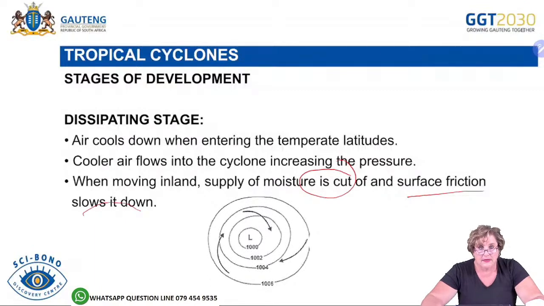So there is my dissipating stage. How do I know it? You can confuse this with the initial stage, but then you have to look latitude-wise, where does the low pressure lie?